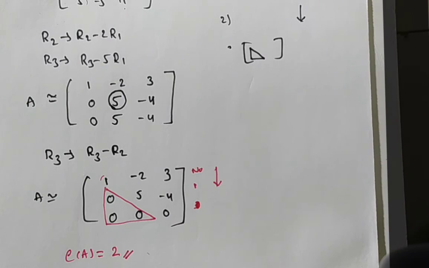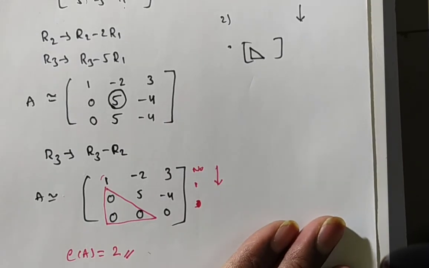Nothing but rank of A is not equal to 3. Obviously less than 3. Less than 3 is nothing but that may be 0 or 1 or 2. Rank of a matrix is 0 only if the matrix is a zero matrix. Next, if it's a non-zero matrix, then obviously you will have at least 1. But this is a non-zero matrix.